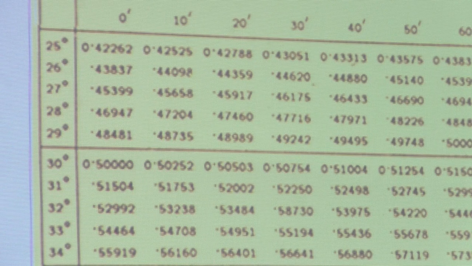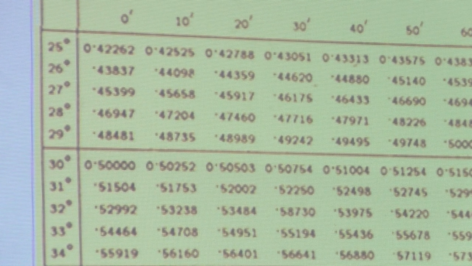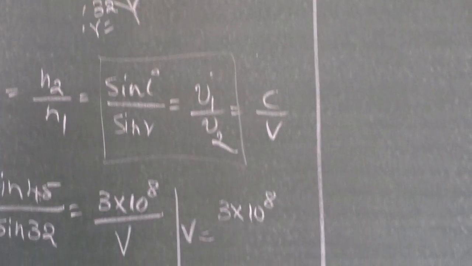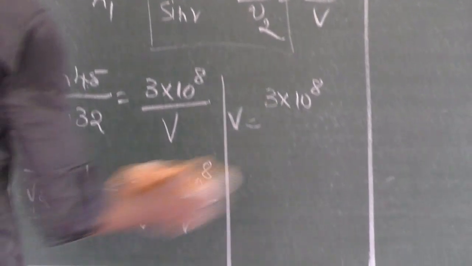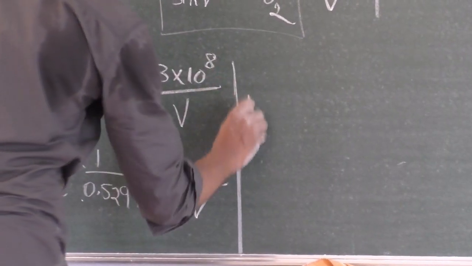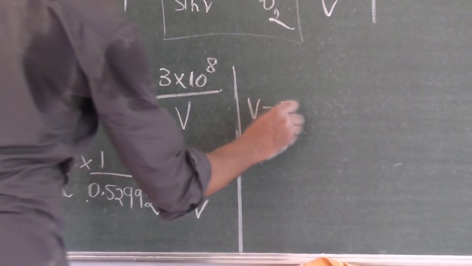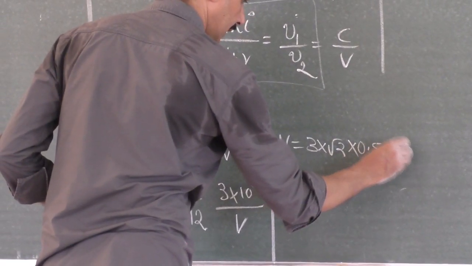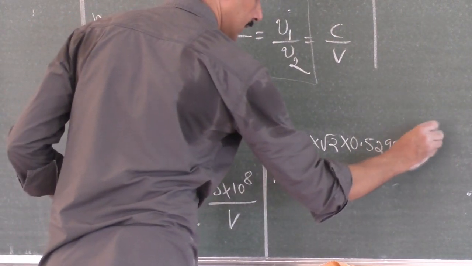So we can write the answer here now, 0.52992. You have to get the answer. I don't have a calculator here now. You just check it. What is the speed of light in that medium? V is equal to, speed of light in the medium is equal to, so you can bring V here, 3 into 10 to the power 8 into root 2, so everything comes to the numerator. So V is equal to 3 into root 2 divided by 0.52992, into 10 to the power 8, that's what you have to write.